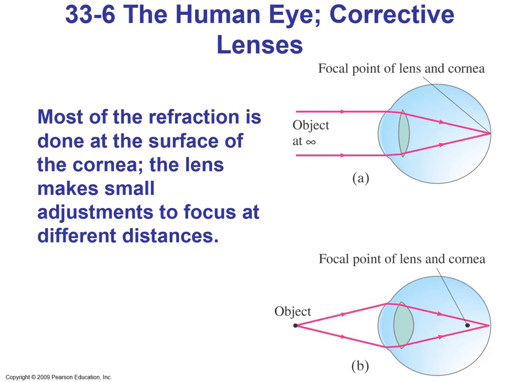Most of the refraction is done at the surface of the cornea. The lens makes small adjustments to focus at different distances. For example, if the object is at infinity, the lens and cornea of the eye will have the focal point placed at the retina where the image will be formed. But if the object is getting closer and closer to the eye, the adjustments of the lens to some degree can cope with that distance, and they will have the focal point of lens and cornea to have a nice sharp image formed. But at closer objects, this focal length cannot be further adjusted, and we will have a blurry image when the object is too close to our eyes.